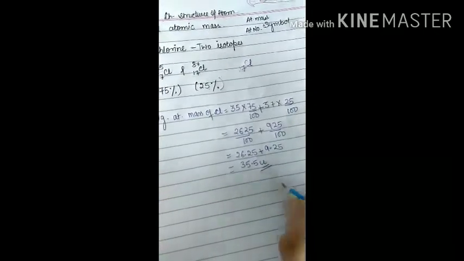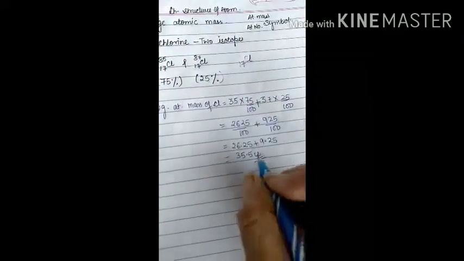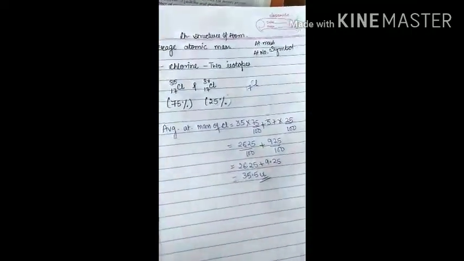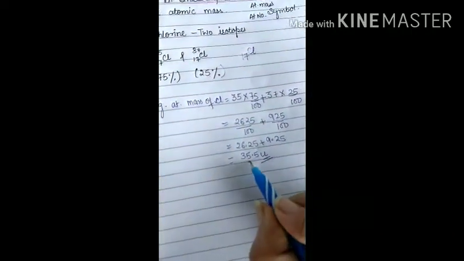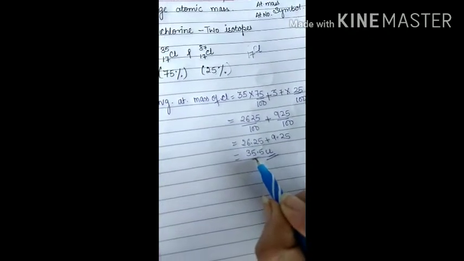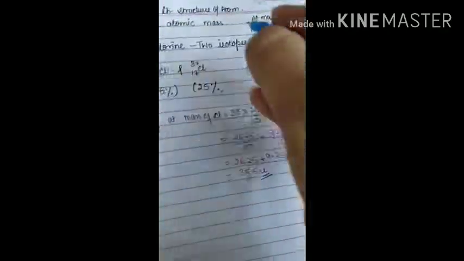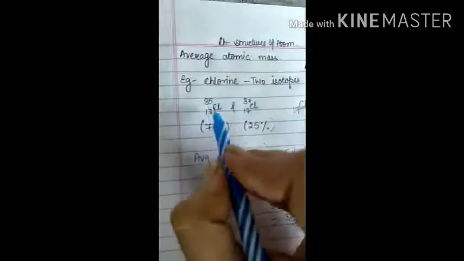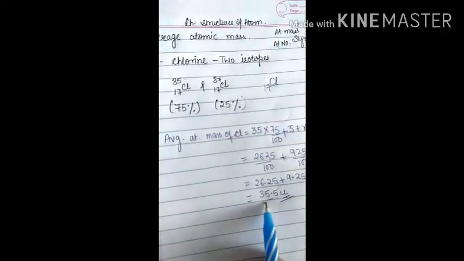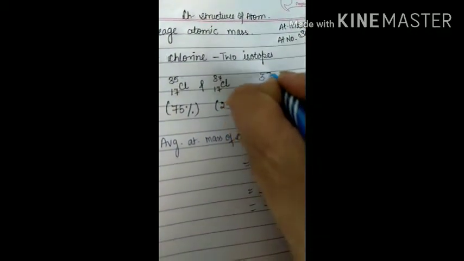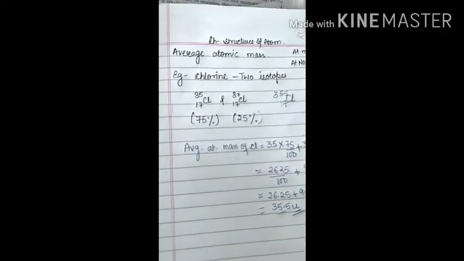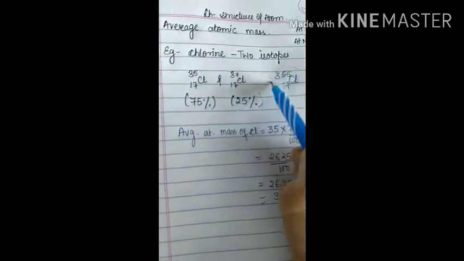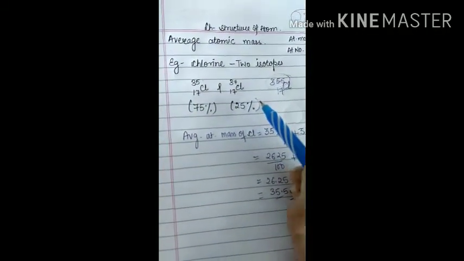We put a unit called u. I have already discussed in a video that this is called atomic mass unit, the mass unit of an atom. So the average atomic mass of chlorine is 35.5. Now in the periodic table, when chlorine is written, which one will we write? We will write the average atomic mass, that means 35.5. You can check in the periodic table, it is not 35 and not 37, it is 35.5, which is the average atomic mass.